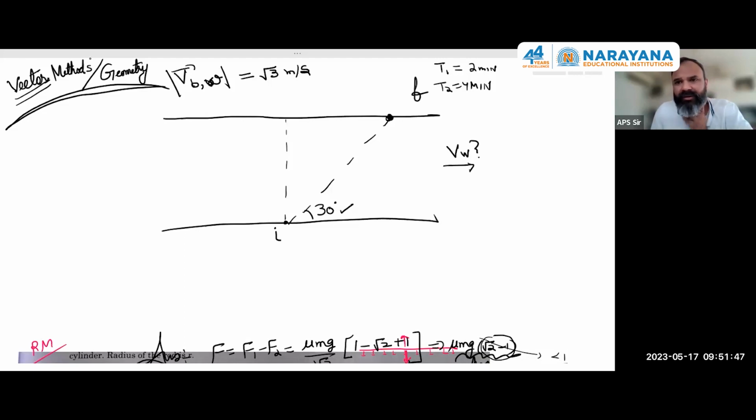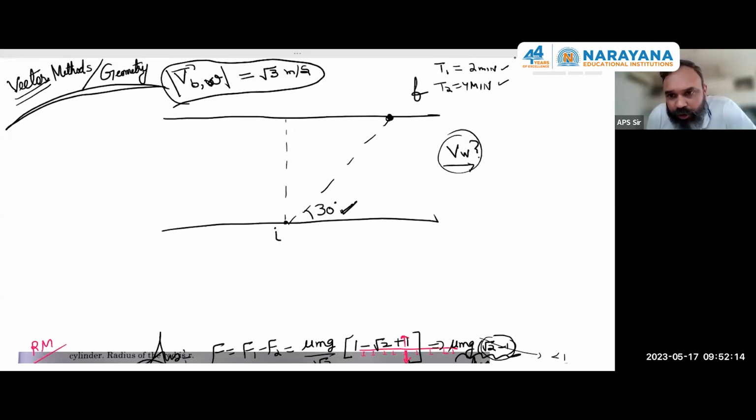Can you solve this in one line? Like least calculation, and can you give me this velocity? Think. Two minutes, 4 minutes, nothing else is given, no width given, 30° given, 2 minute, 4 minute given, velocity of boy with respect to water given, but velocity of water with respect to Earth not given. This is what is required. Why I took this problem is, the previous problem was exhibiting some geometry. Beautiful geometry can be used to solve this problem in like 1-2 lines.